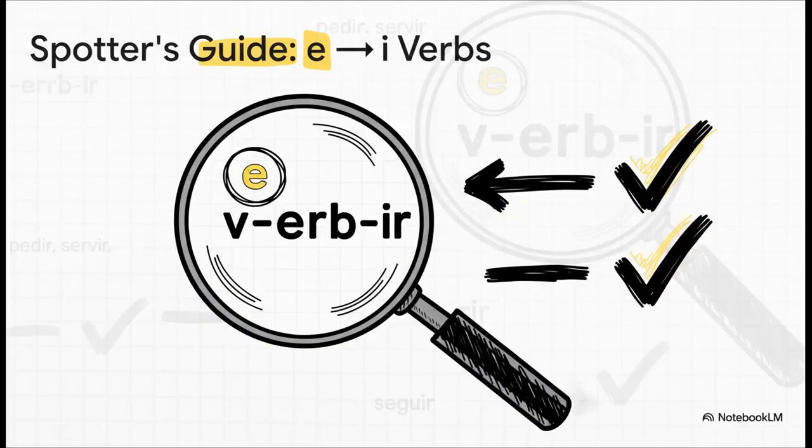Let's build a quick little spotter's guide so you can identify them out in the wild. There are two huge clues to look for. First, is it an IR verb? This pattern is super common with IR verbs. Second, does the stem have an E in it? If you can say yes to both of those, there is a very good chance it's one of these E to I stem changers, like our buddies pedir, servir, repetir, y seguir.